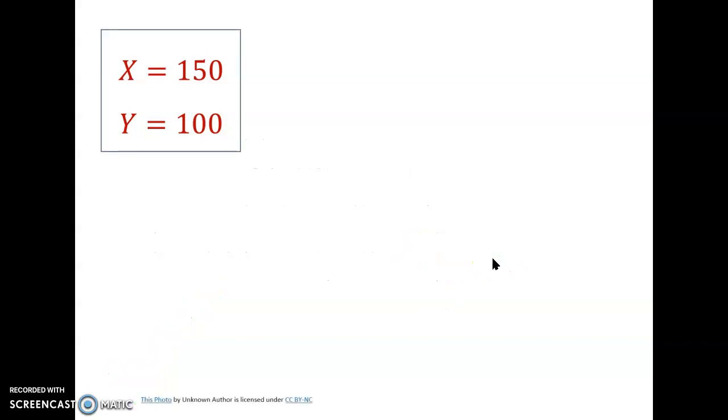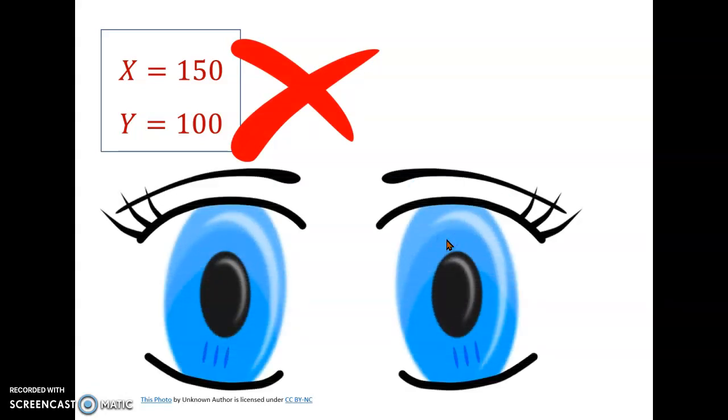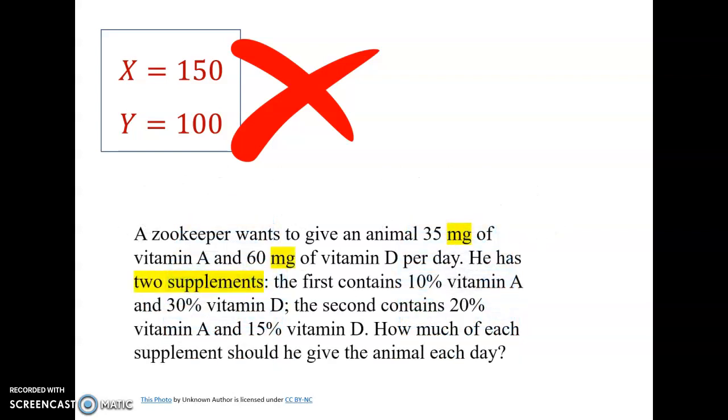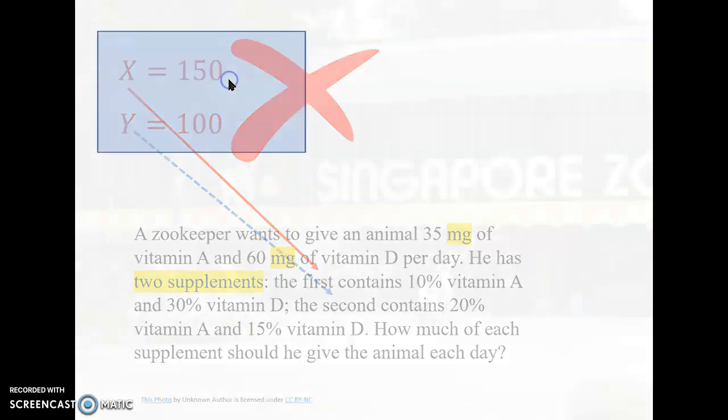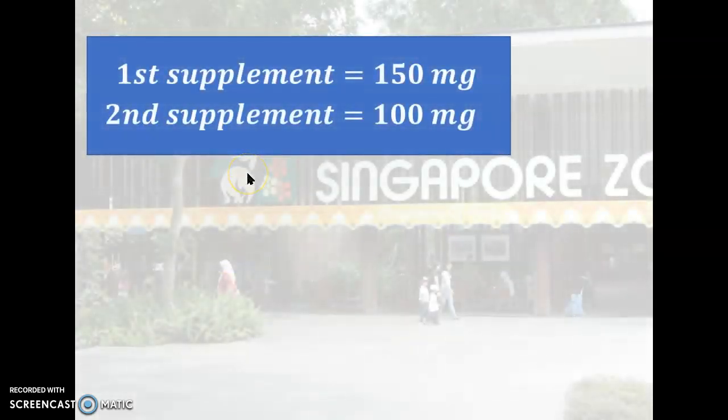So if I put a box around it, am I done? Whoa, your teacher just marked it wrong. Let's go back and look at the original problem. First of all, we had a unit, we had milligrams right here. And second, we were talking about supplements, not x and y. How about we change this to first and second and add milligrams? Oh, the teacher likes that much better, and the zookeeper does too.